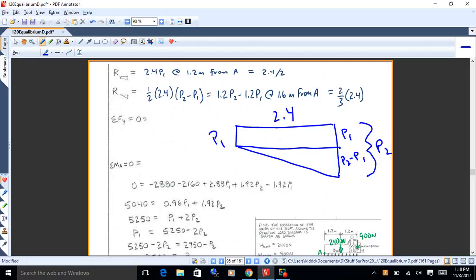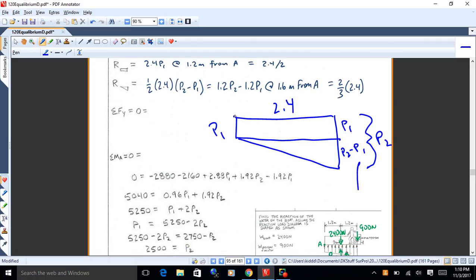And then what I'm going to do, as I often do, I'm going to take moments. So I'm going to start with a moment equation about point A, which isn't on your sketch there, I don't think anyway. Yeah, so A, I didn't really mark it on your sketch. You might want to throw a point A in there. And then I'll take moments about point A there.